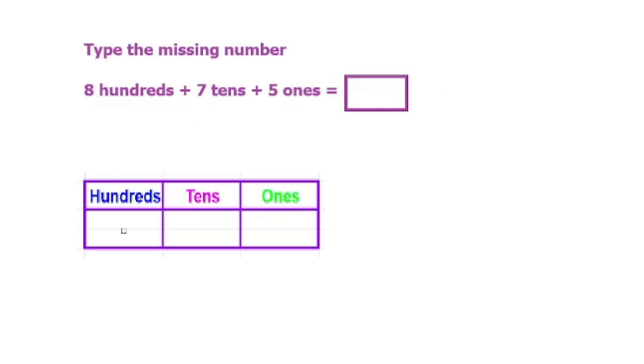So if we're going to write 8 hundreds, we would write here 8. And then we have 7 tens. So let's get that color. So we put 7 here. And we have 5 ones. So this is the number, 875. So we could write it in 875.